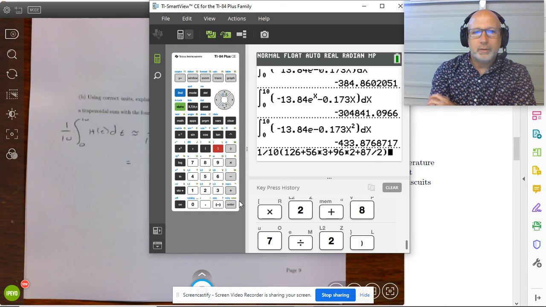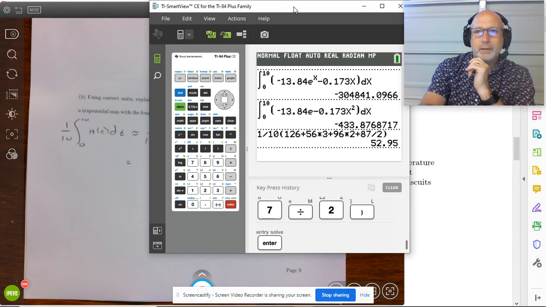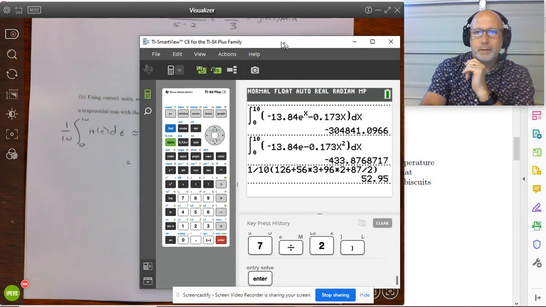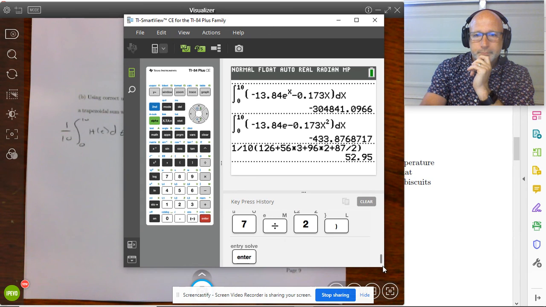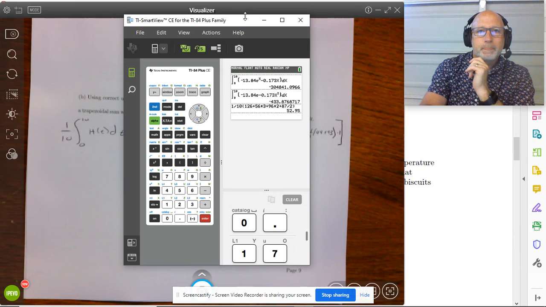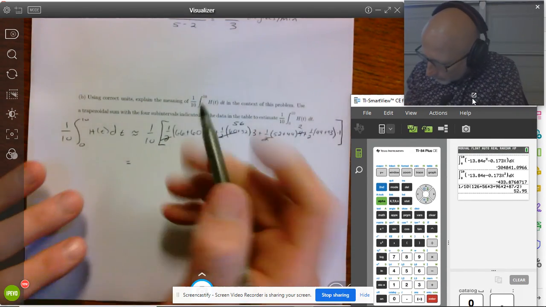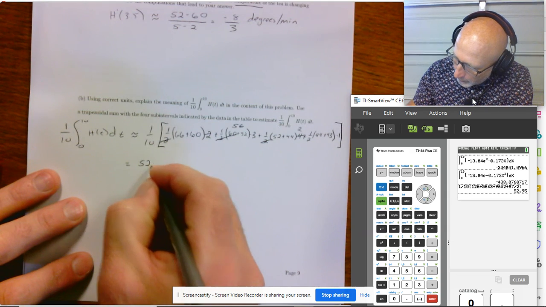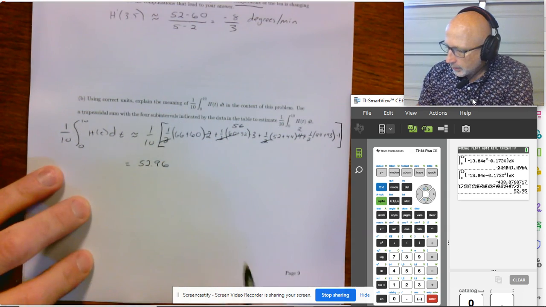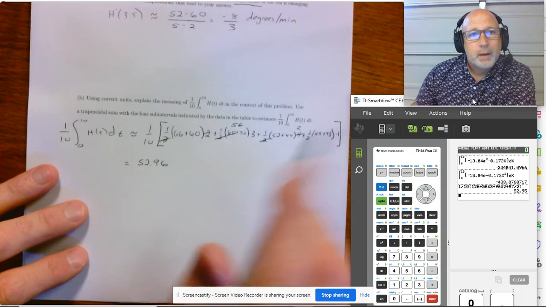And then we close the parentheses and then enter. So you get 52.96. Okay, actually, let me make this smaller. Okay, so this is equal to 52.96. Okay, now let's go back and make sure we're answering the question.